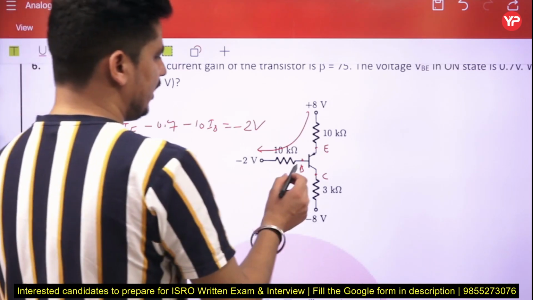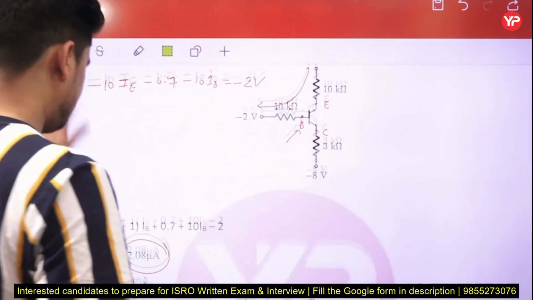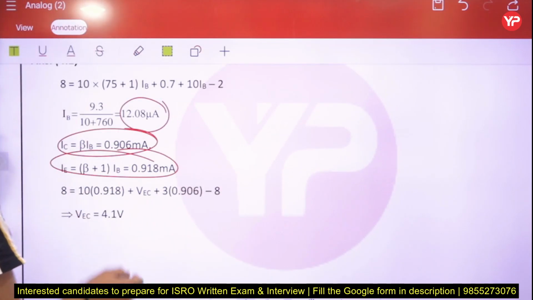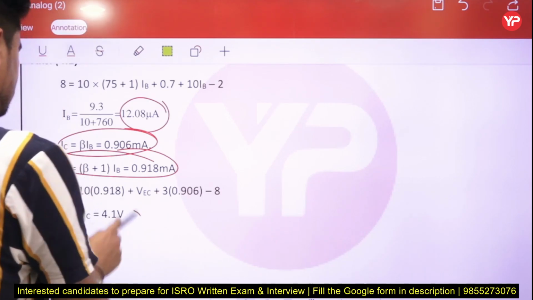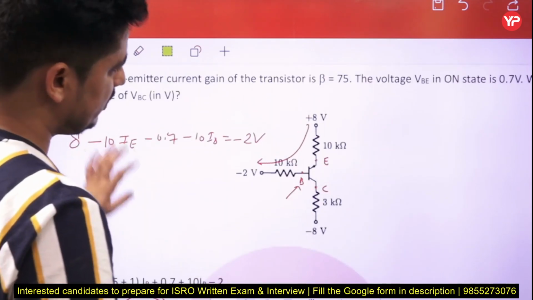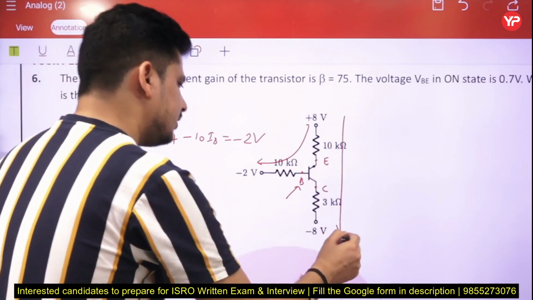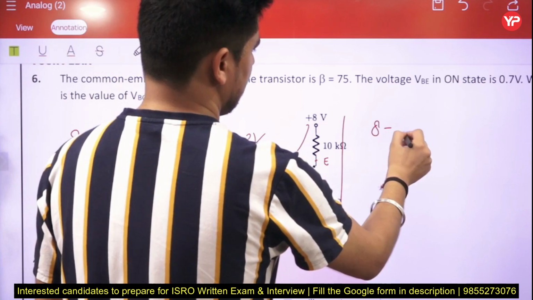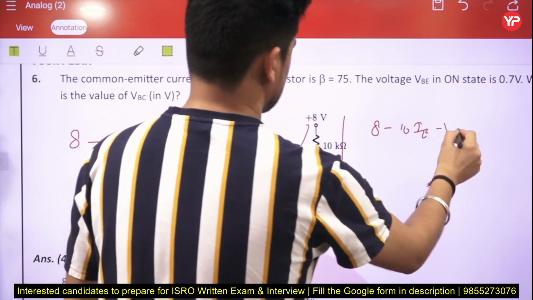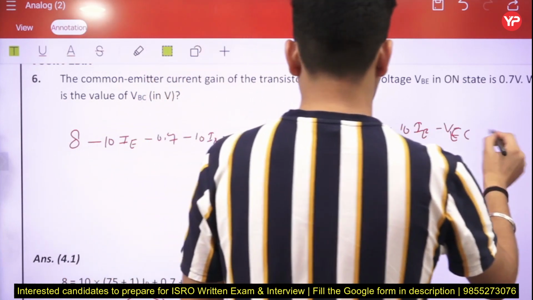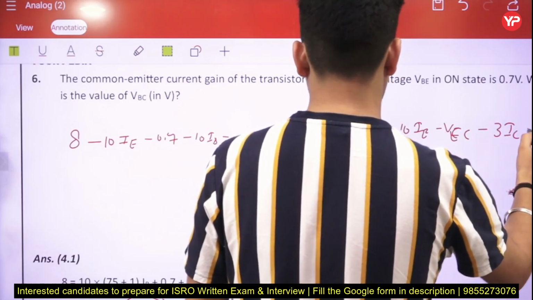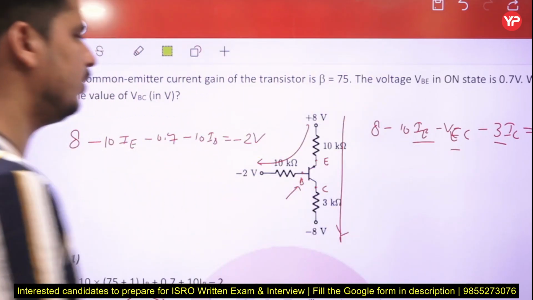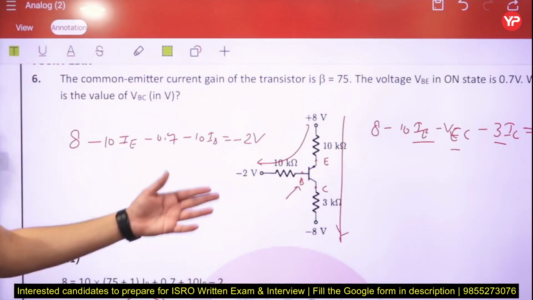From this IB you can calculate the voltage at the VB terminal, and you can calculate the IC and IE. From this IC and IE you can calculate the VCE. How can we calculate the VCE? Collector to emitter voltage: apply the KVL in this loop. So when you apply the KVL, 8 minus 10 times IE minus VEC minus 3 times IC equals minus 8. Put the IC and IE values, and you will get the VC value.